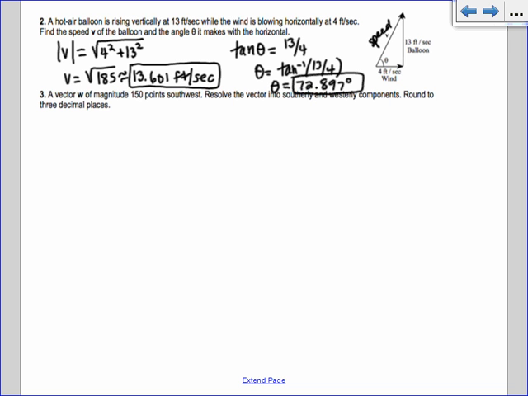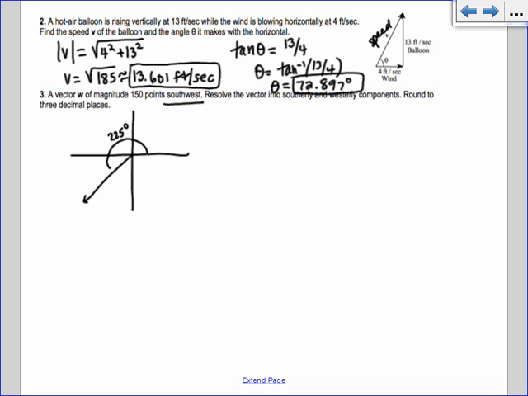All right, number 3, it says a vector w of magnitude 150 points southwest. Southwest, we assume to be directly south and west, so directly in the center. When you see something like southwest, northeast, and so on, you want to find the angle. So our theta is going to be 225 degrees, right?